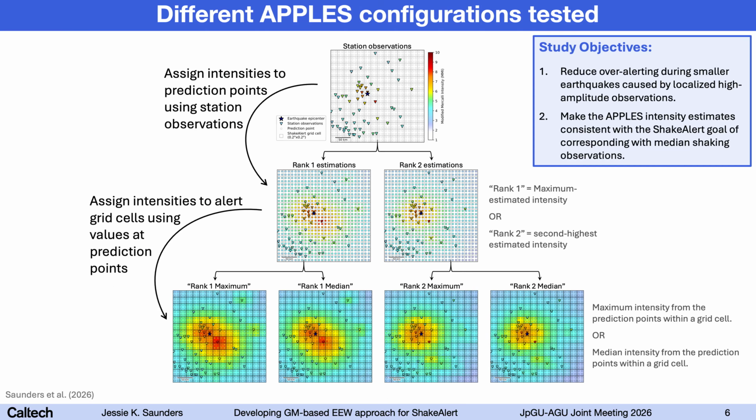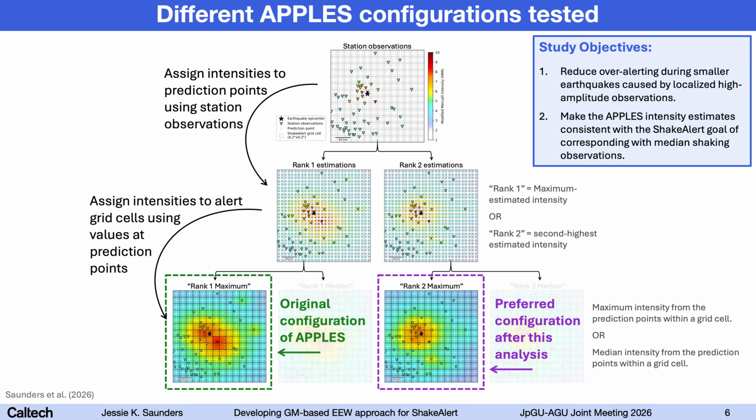The next option we test is where we assign intensities to the alert grid cells. We choose between assigning the maximum or the median intensity from the prediction point values within each grid cell. And we're going to call these different configuration options by their different combinations. For example, rank 1 maximum.